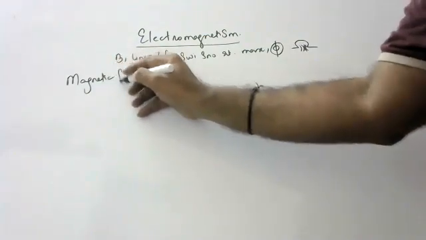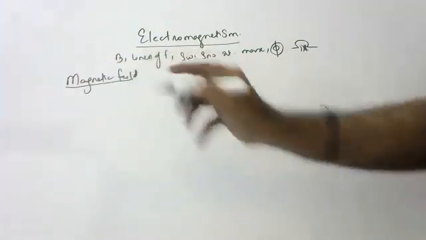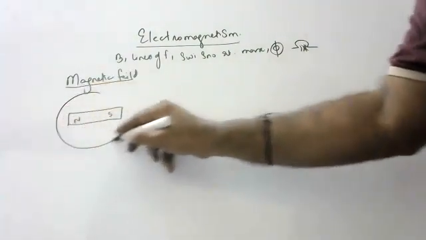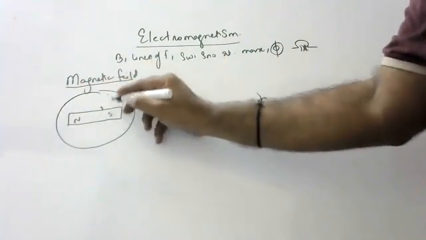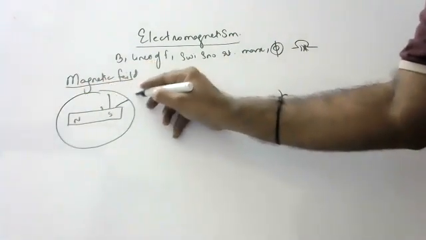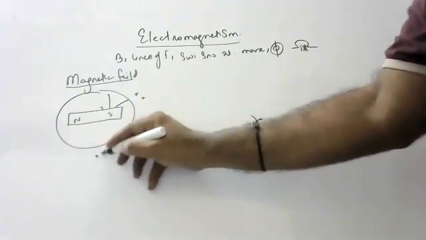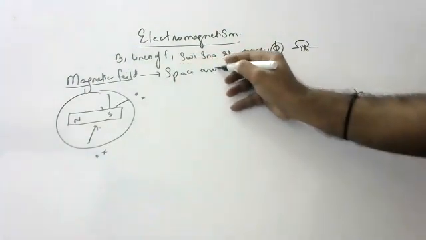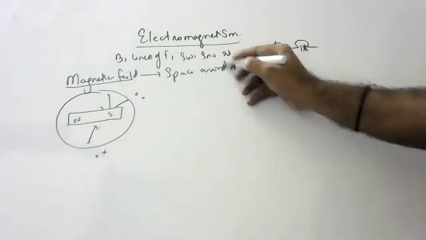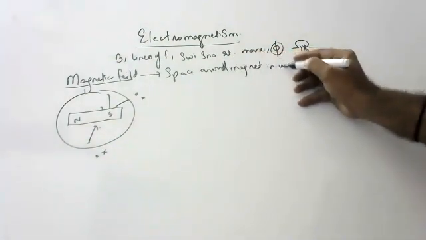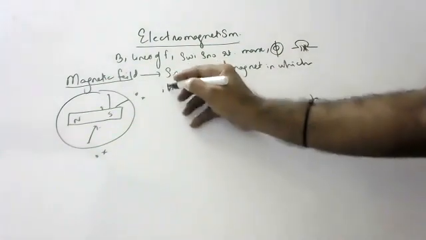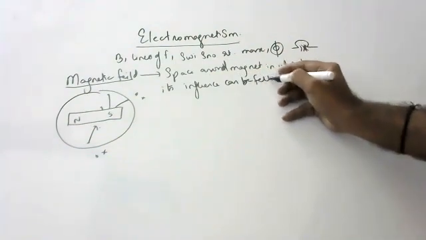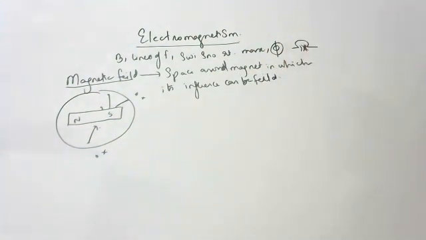Girls, what is meant by magnetic field? Imagine a magnet is there. Around it, in some places if you keep an object it will attract, but if you keep it in other places it won't attract. What is magnetic field, girls? It is the space around the magnet in which its influence can be felt.